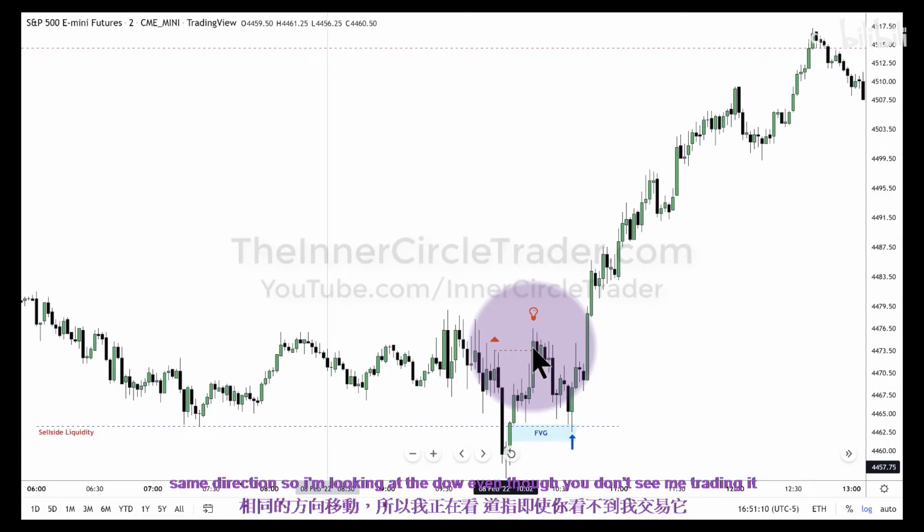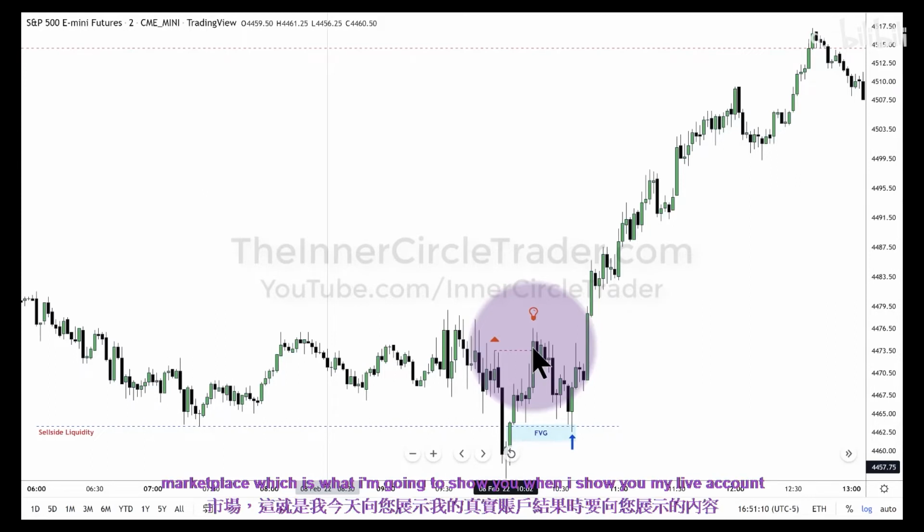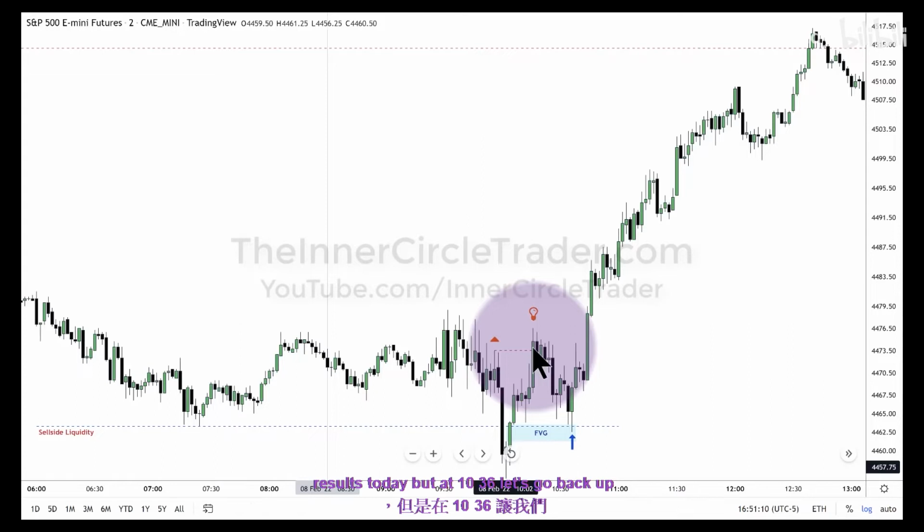So I'm looking at the Dow, even though you don't see me trading it. I'm also looking at the S&P, even though I'm favoring the NASDAQ because its volatility and its movement is more than the S&P. Other traders might be fearful of the volatility and say, oh, I don't want to trade that, it's too fast for me. I am loving this because I know how to trade. I can work within that volatility because I know what I'm looking for. I know the signatures the algorithm is going to put out. So until I get these signatures, I have to wait or put leaders into the marketplace, which is what I'm going to show you when I show you my live account results today.